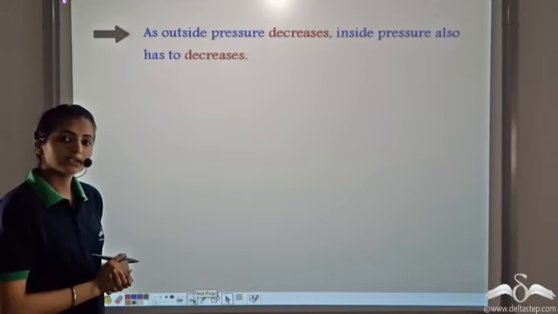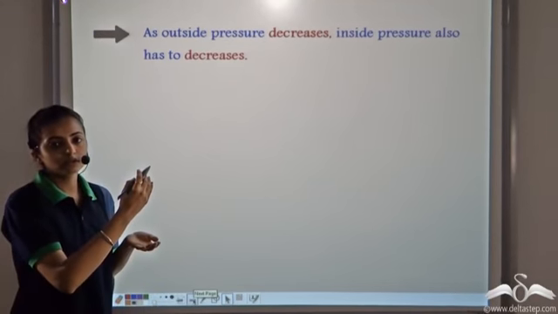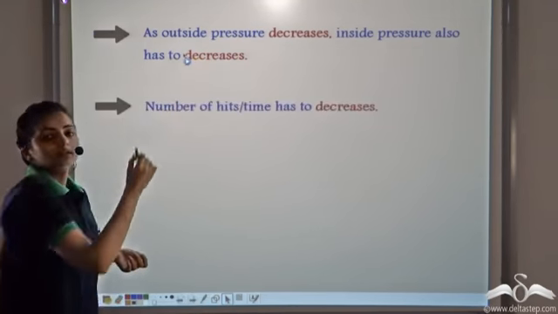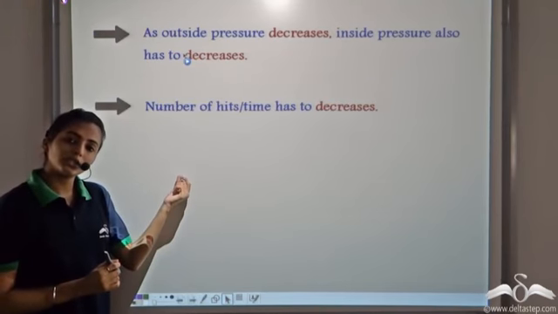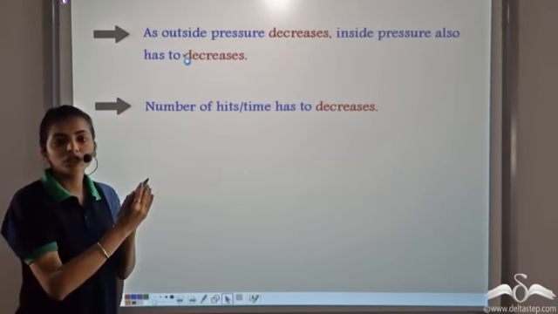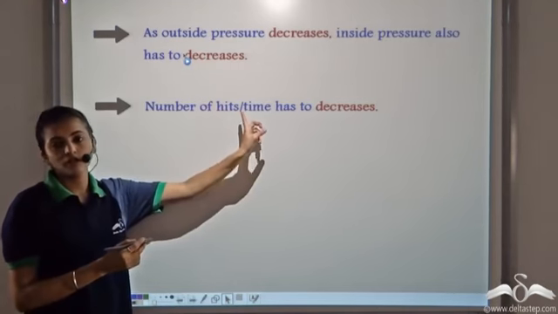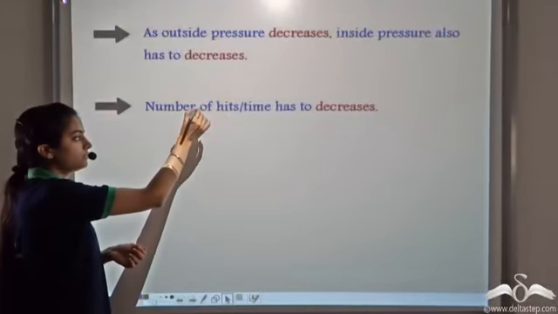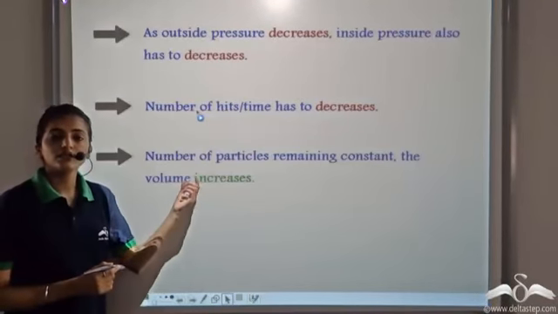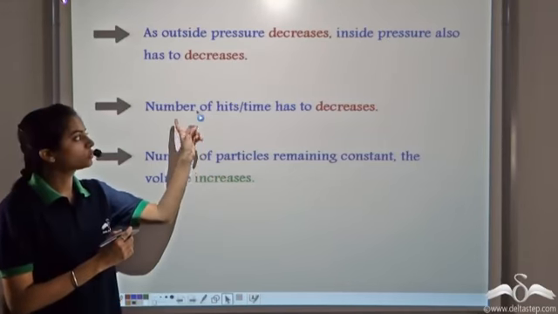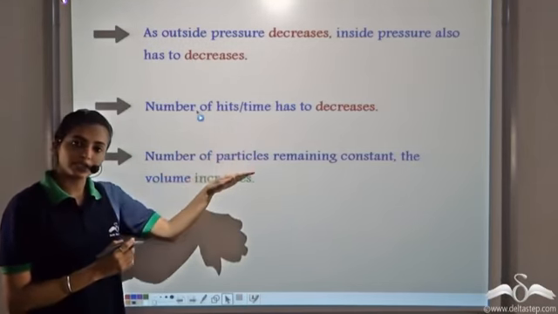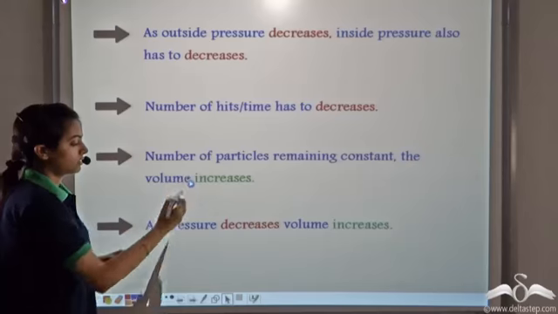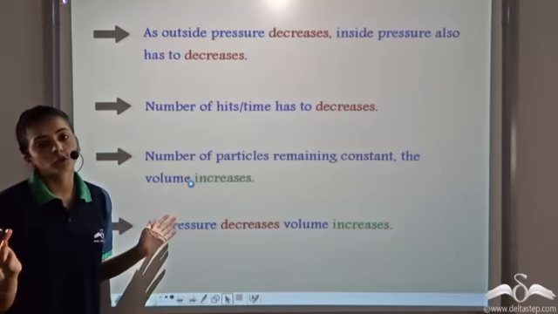Similarly, the vice versa case, if we decrease the external pressure, to balance it, the internal pressure has to decrease. This means the number of hits per unit time has to decrease. Now again, we have the same number of molecules. So to reduce the number of hits per unit time, they should travel a greater distance. This is possible only when the volume increases. So as pressure decreases, the volume increases.